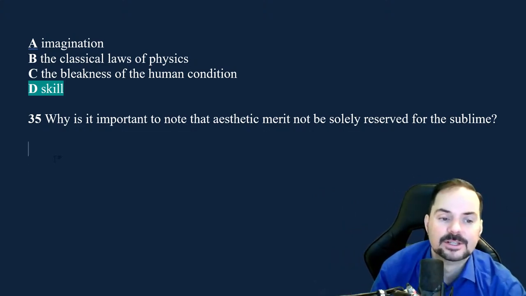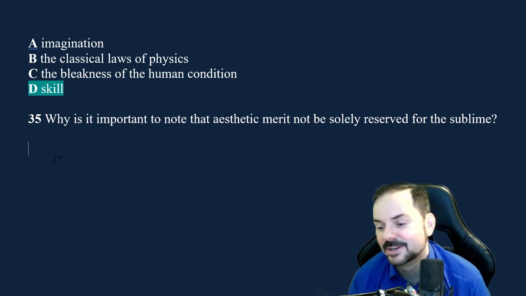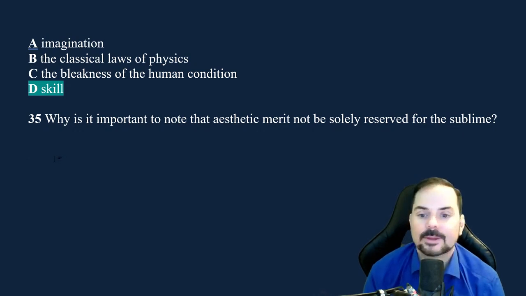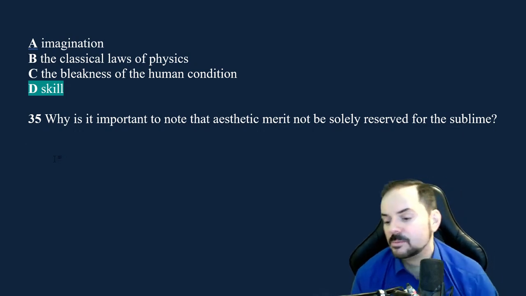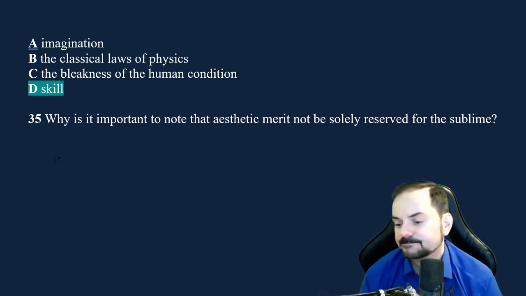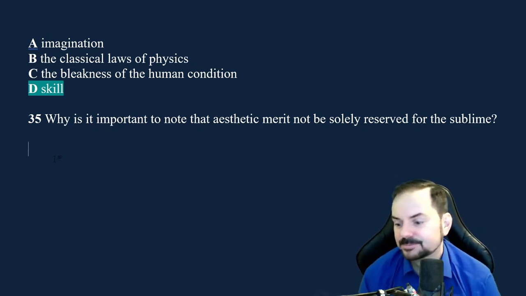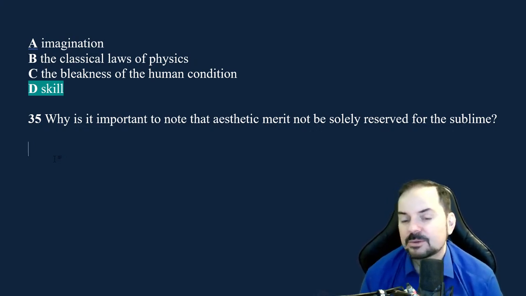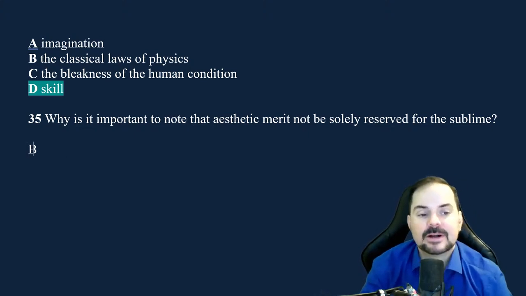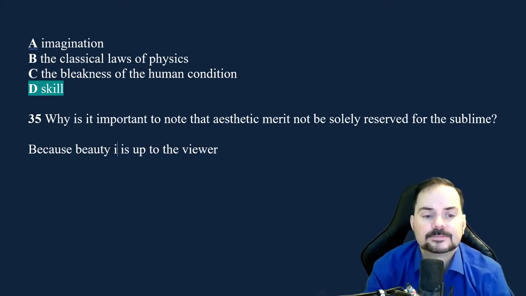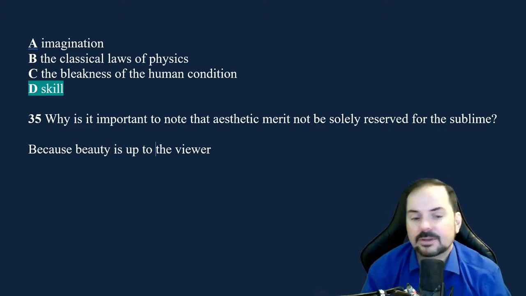Anybody? What's the answer to this? According to what we just read, according to what you understood, our discussion, why? Why can't we just say, oh, that's the only beautiful painting in the world? Rockway says, because it is about the viewer's view. Okay, that's one answer. And you can have multiple answers. Because beauty is up to the viewer? Sure. Okay.